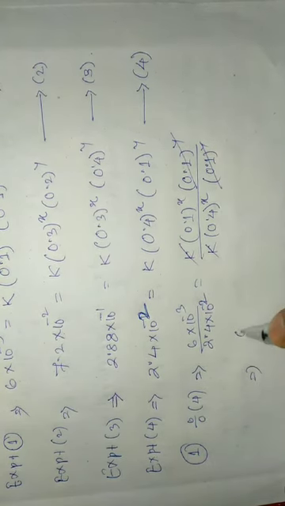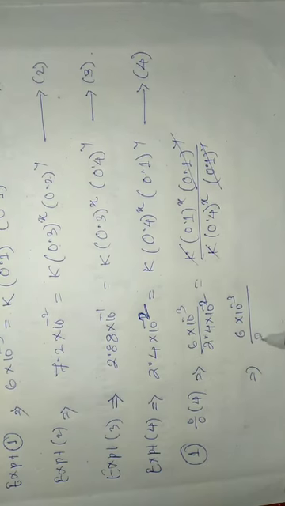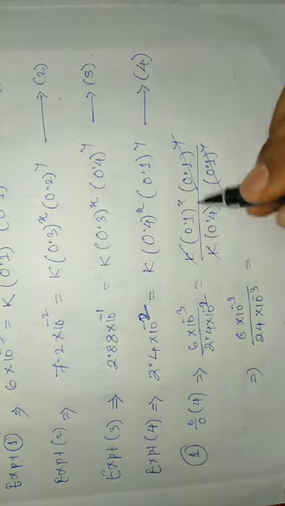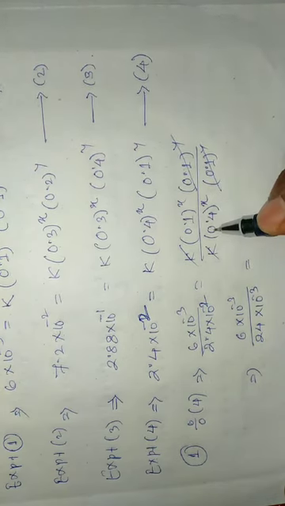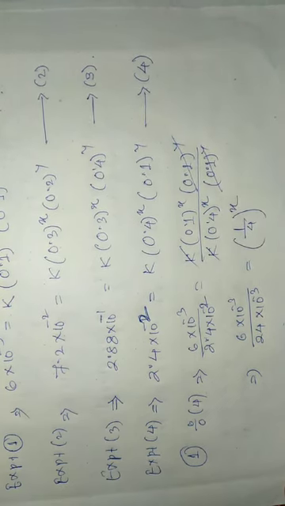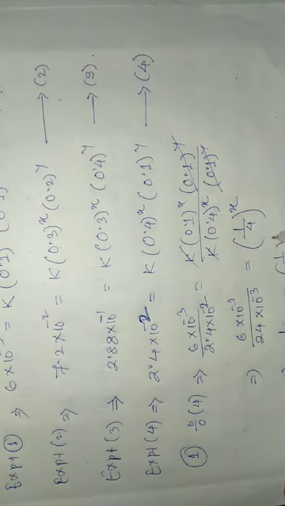So 6 into 10 to the power minus 3, so the decimal point, if we make this 24, then it becomes 10 to the power minus 3, 0.1 to the power x, 0.4 to the power x, that means 1 by 4 to the power x we can write. So 10 to the power minus 3, 10 to the power minus 3 cancel, 6 by 24, that means 6 by 24 equal to 1 by 4 equal to 1 by 4 to the power x.